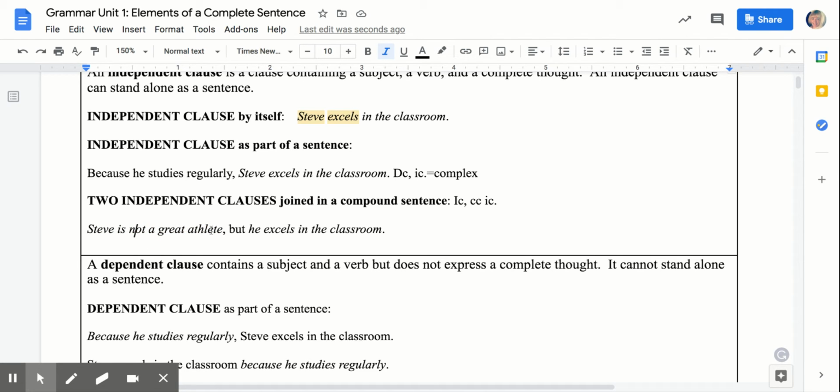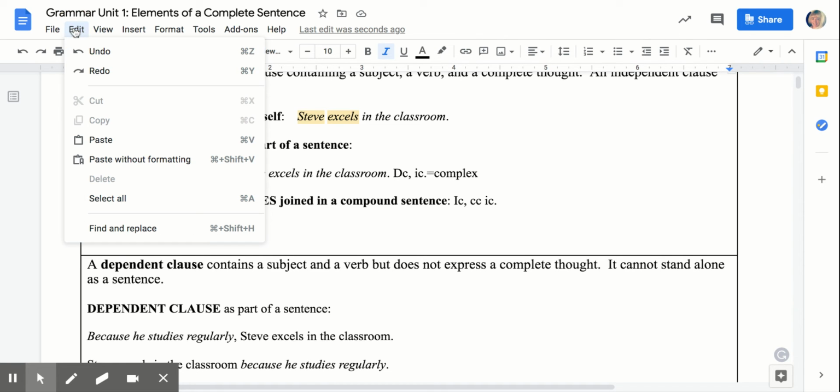So first IC, comma, coordinating conjunction, but he excels in the classroom. Notice that this second IC, this second independent clause, has a subject and a verb. He excels, right? We could get rid of this whole part of the sentence. He excels in the classroom. Who or what is this sentence about? He. And what does he do? He excels. That's an independent clause.